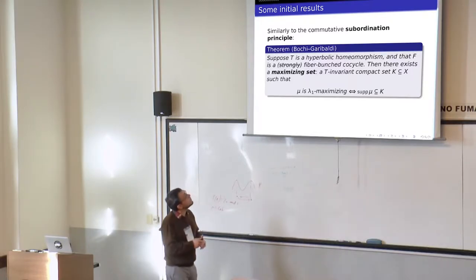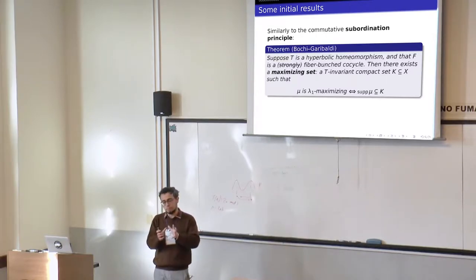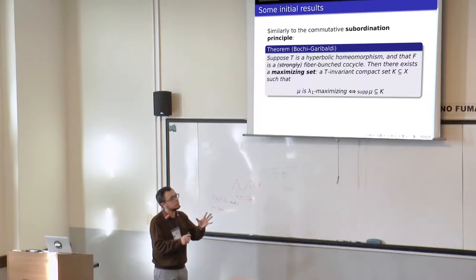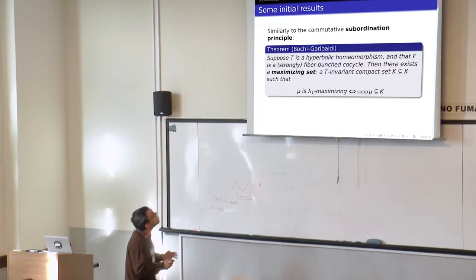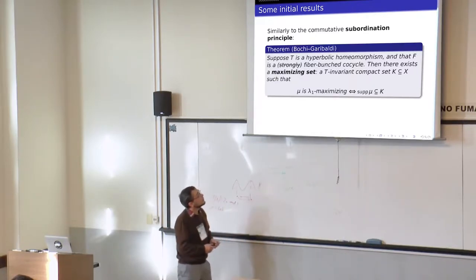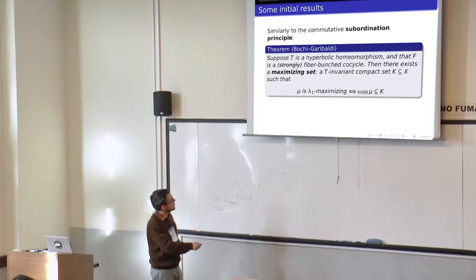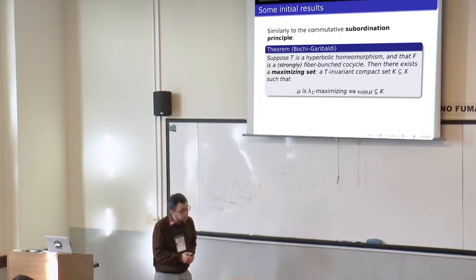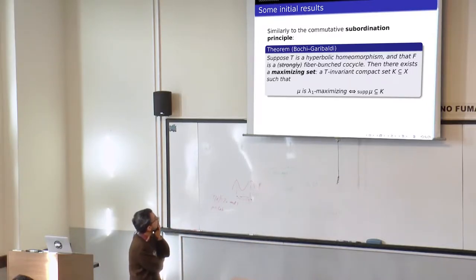This fiber-bunching condition is a kind of partially hyperbolic condition for some projective dynamics, but I won't define this. But these kinds of cocycles, which are locally constant on cylinders, always satisfy this fiber bunching condition because you can tweak the constants that appear there, and so this includes this easier setting. Okay.